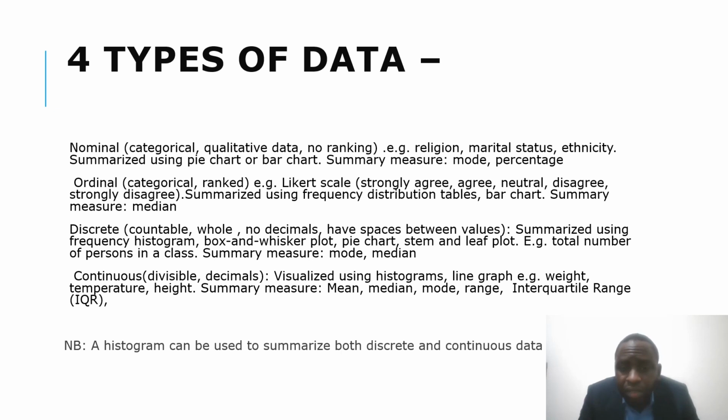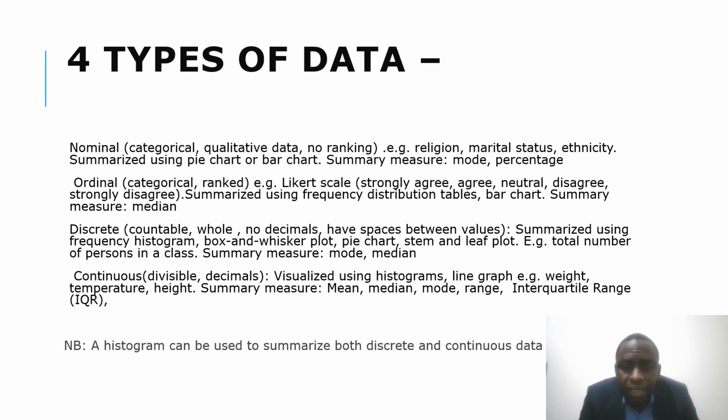Now, ordinal data, they are also almost similar to nominal data, except that they can be ranked. Anything that can be ranked, like in your questionnaire, you have strongly agree, agree, neutral, disagree, and strongly disagree. So they are summarized also using frequency distribution table, bar charts. The summary measure here is median. You cannot say mean, because they are normally skewed. If you plot them on the graph, they are skewed. So average or mean will not be the best measure of effect.